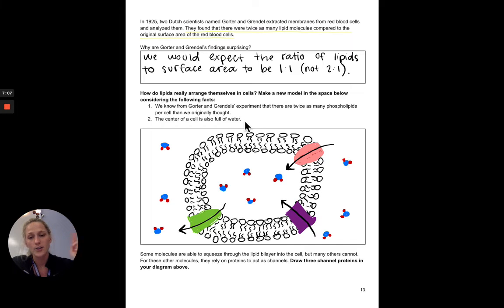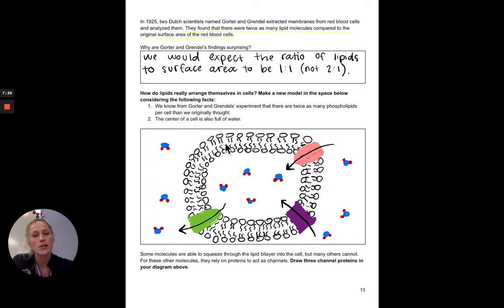I already drew the picture here, so I probably gave it away. But this is the model that Gorter and Grendel came up with. So they said there's water on the outside of the cell, right? We can see these water molecules on the outside. We can see these water molecules on the inside of the cell as well. And phospholipids, or lipids, arrange themselves so that they've got heads on the outside, they've got heads on the inside, and their tails face inward. So the tails are always facing towards each other.